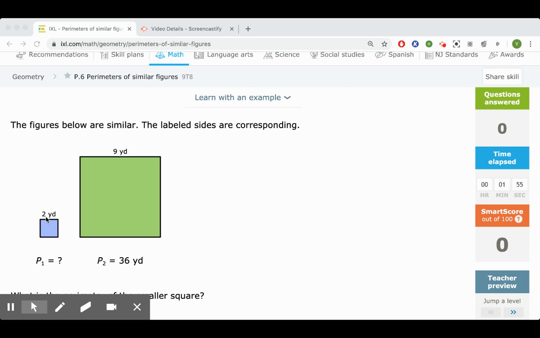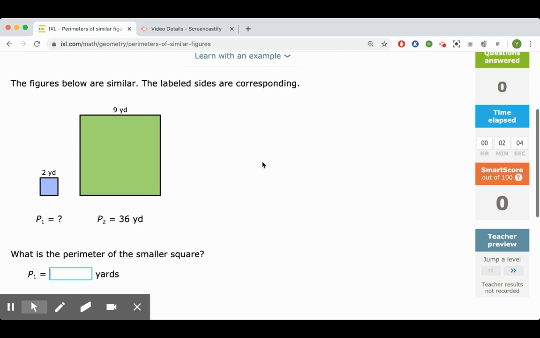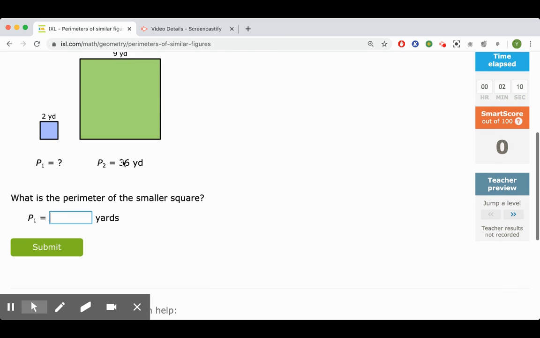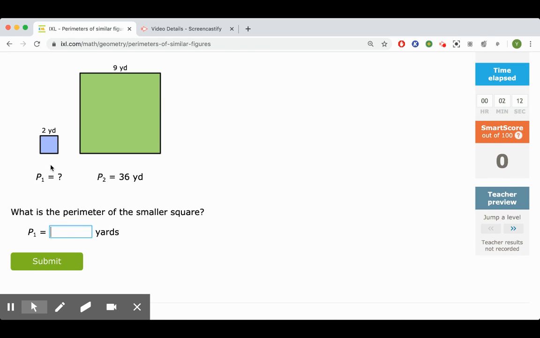Okay, there's a small square with 2 yards, a large square with 9 yards. That's the side. Yeah, we really shouldn't assume they're squares, but anyway. So, what is the perimeter of the smaller square?